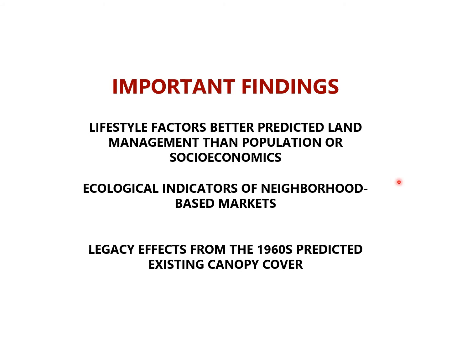And so in Baltimore, they found very similar things, where lifestyle factors were found to better predict land management than population or socioeconomics, which you would expect population density and socioeconomics to play a role in how much urban tree canopy there is. And it does in Baltimore. But they found that lifestyle factors actually were better predictors of urban tree canopy than these things were. They also found ecological indicators of neighborhood-based markets.